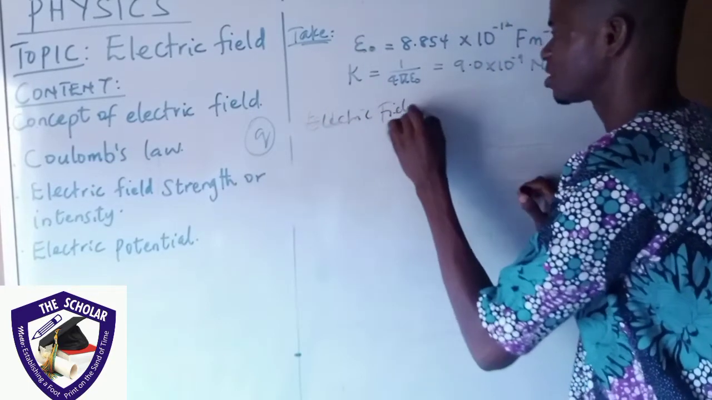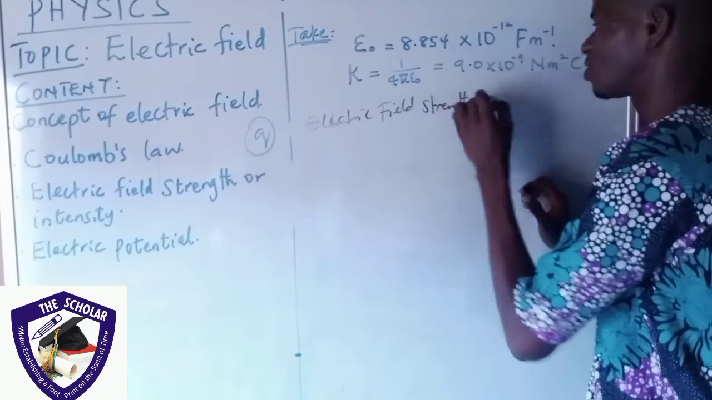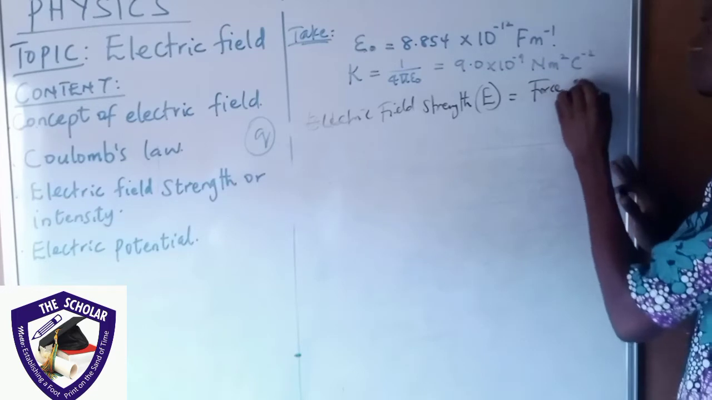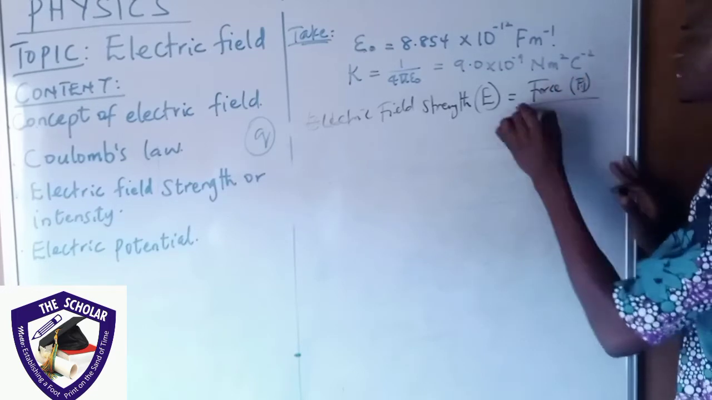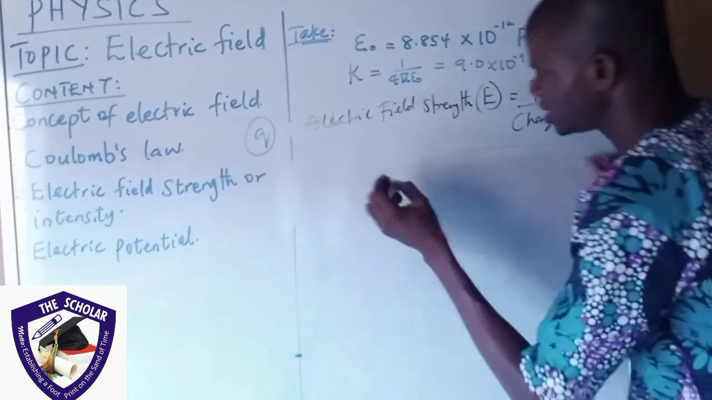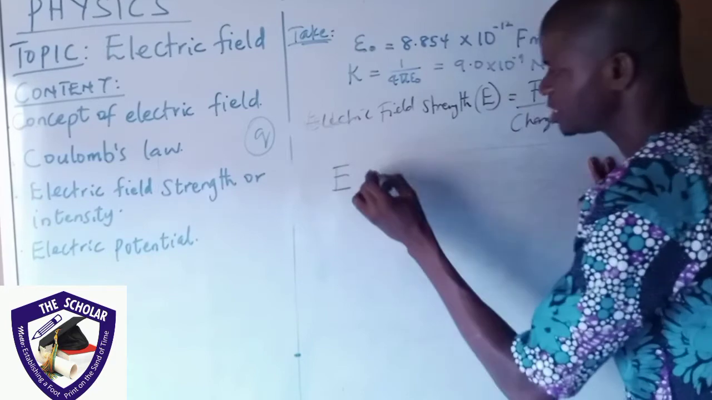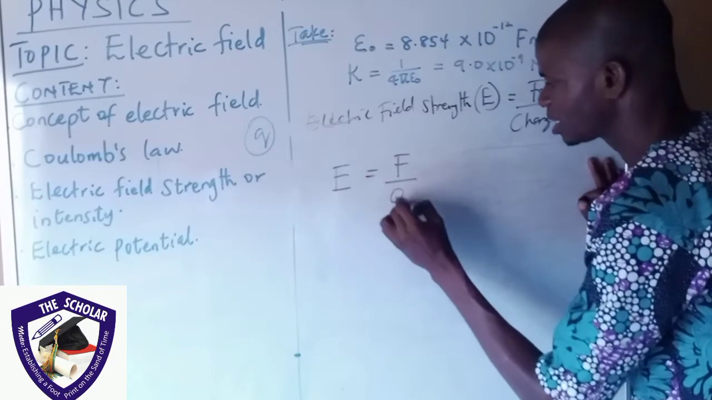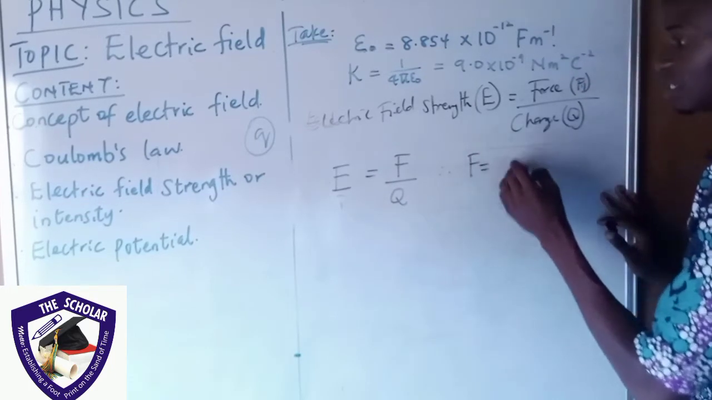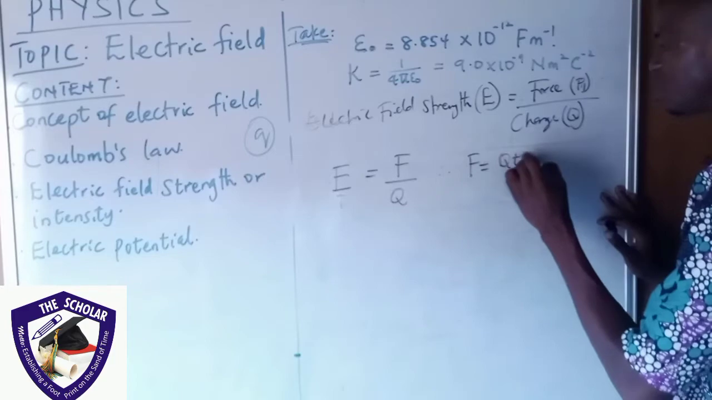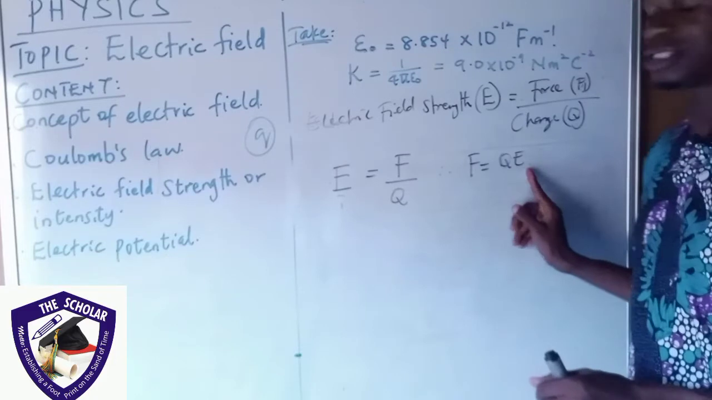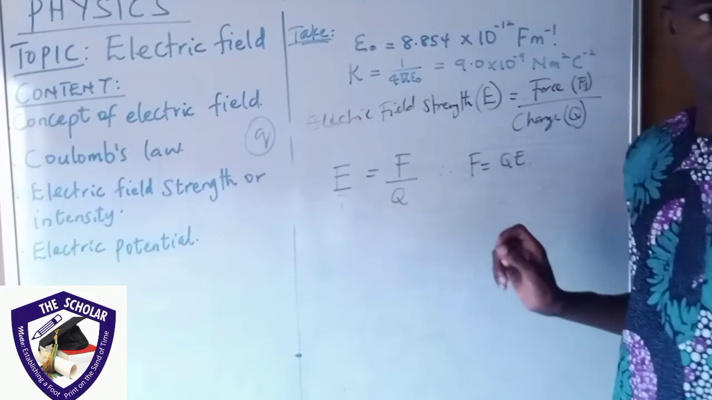Electric field strength, or intensity, we represent with the letter E, which is equal to the force F per unit charge, that is our charge Q. So mathematically, our electric field strength E is equal to force over Q. And if you cross multiply, our F is equal to QE. That is the relation between your force and your electric field strength. I hope that is taken.